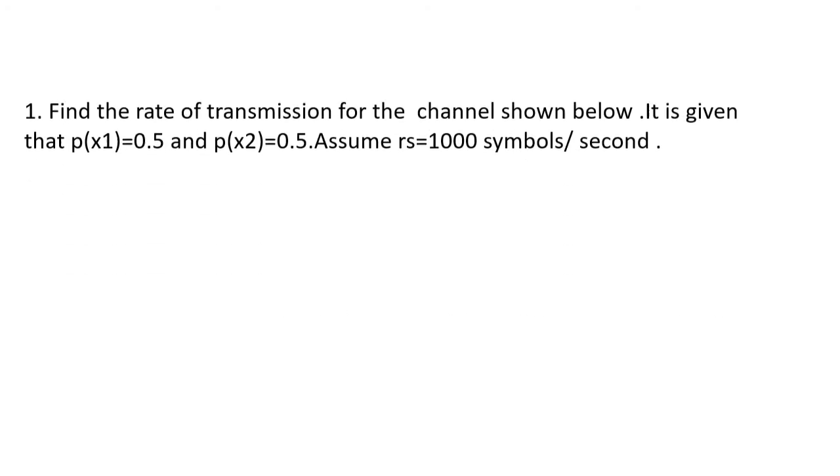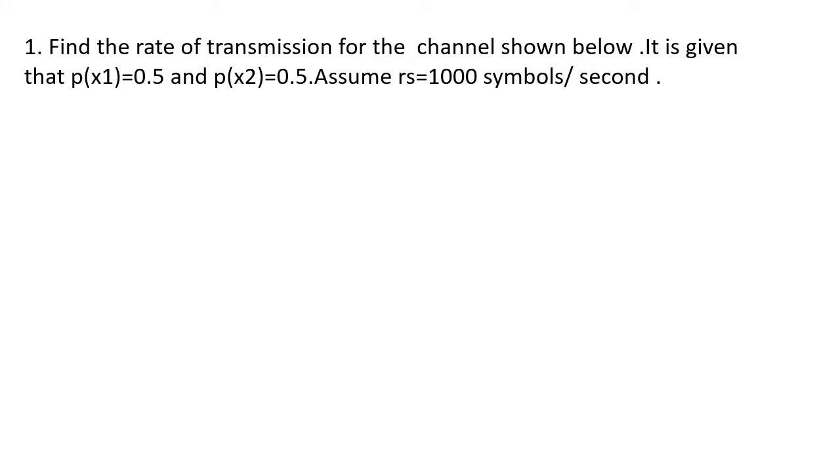First problem, find the rate of transmission for the channel shown below. It is given that P of x1 is 0.5 and P of x2 is 0.5. Assume Rs is equal to 1000 symbols per second.